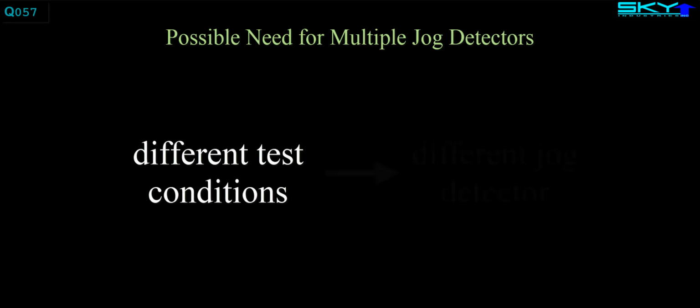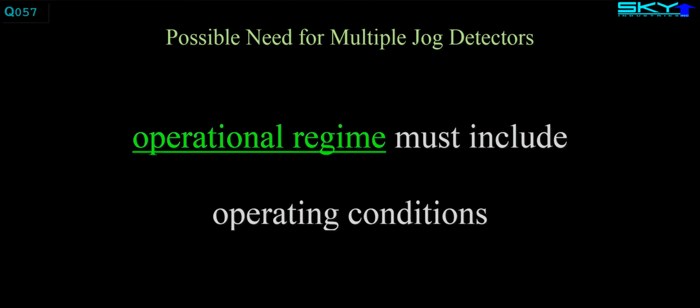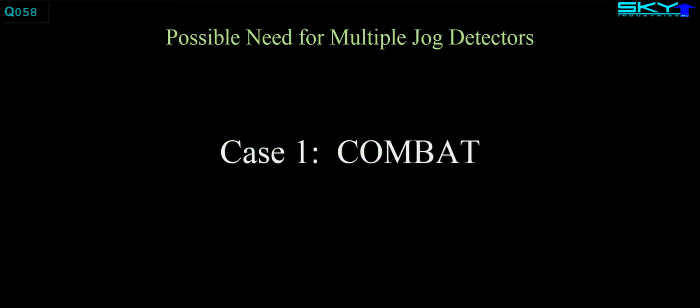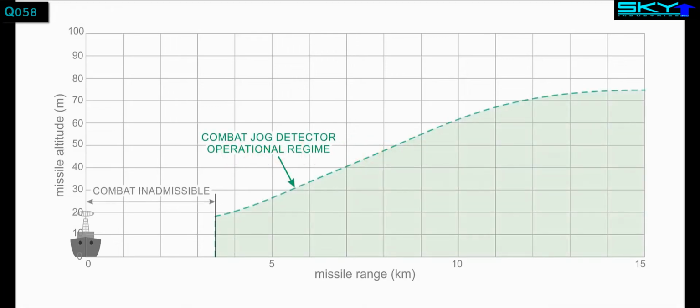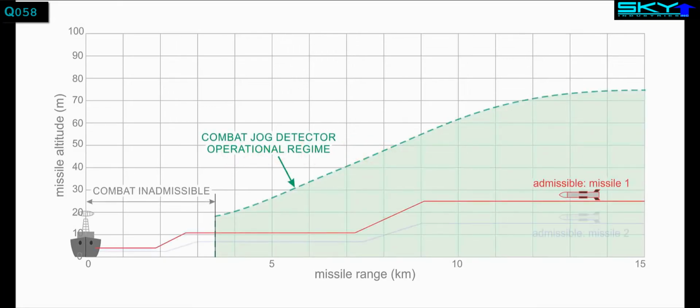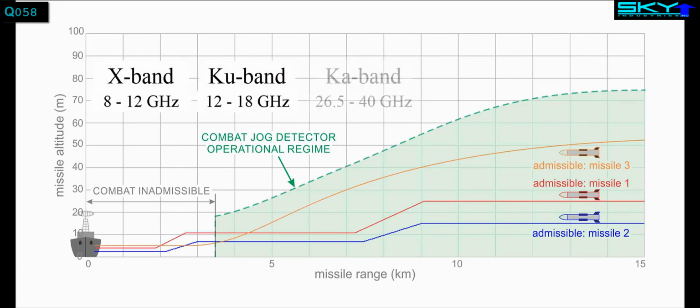And here's another key point. For different test conditions, we may require different jog detector configurations or even different designs to ensure that the detector's operating regime includes the real-world operating conditions, so the operating conditions where you need it to work. For example, as a first example, consider a jog detector whose intended use is in combat against a guided missile attack. Now, typically this might involve a high-speed missile or even supersonic missiles, both skimmers and divers in X-band, Ka band, and possibly Ku band.